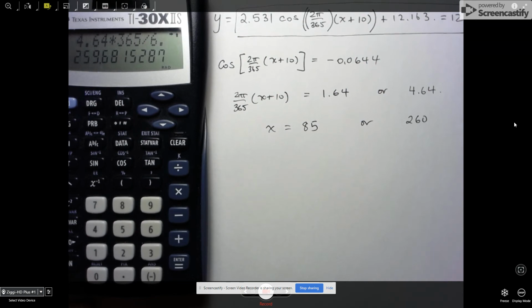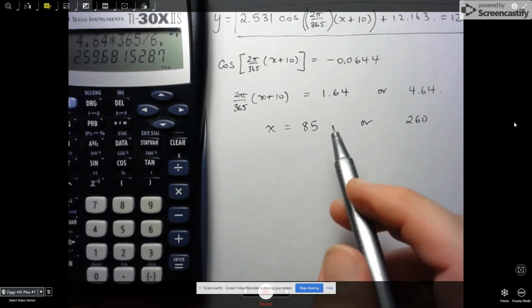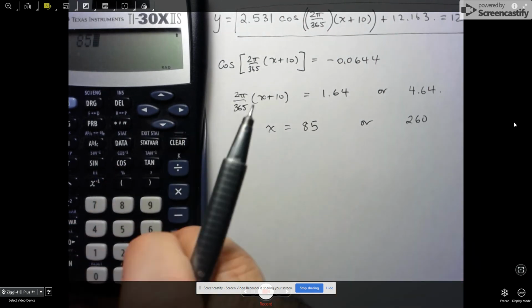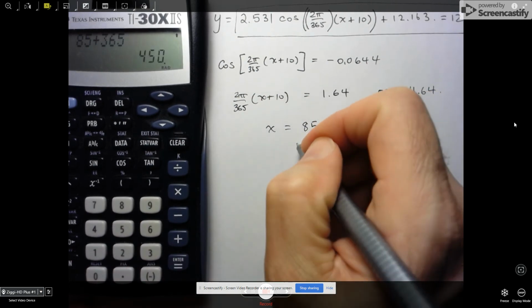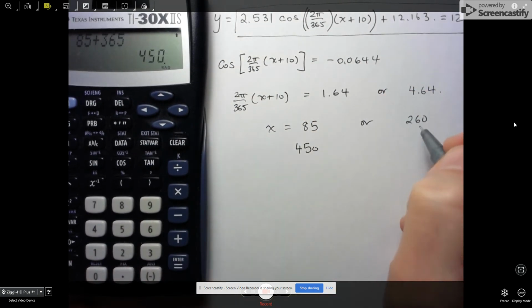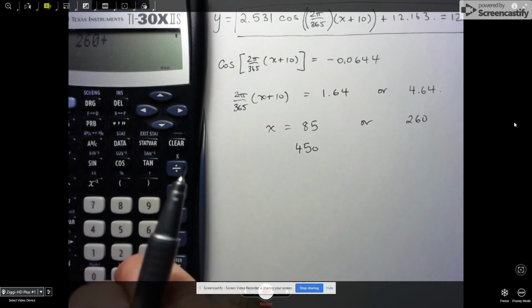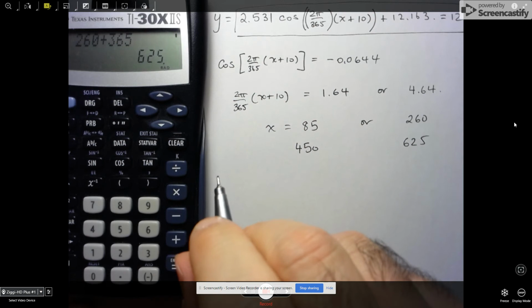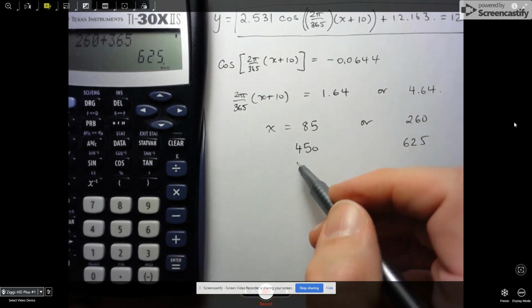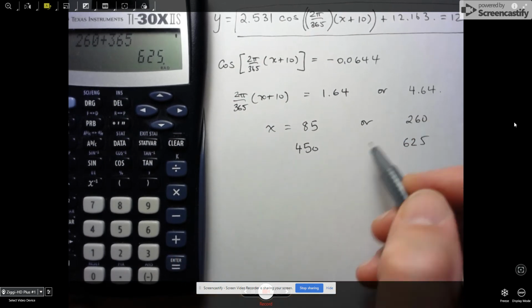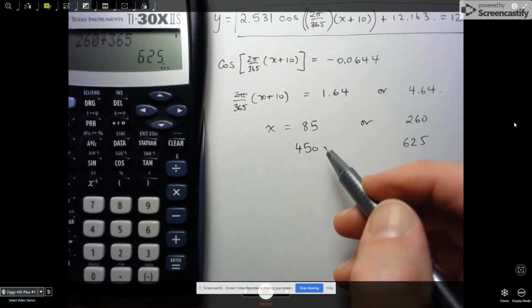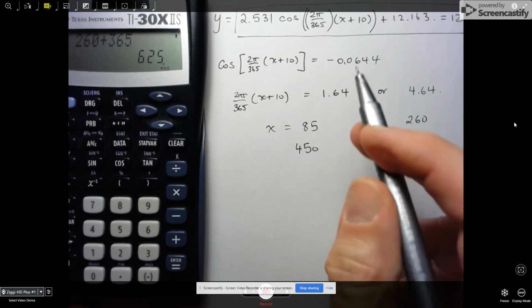Those will be the only times in 2018, and to get the times in 2019, I'm just going to add 365. So here, what do we have? 85 plus 365 is 450. And then 260 plus 365 is 625. So if you like, you can go on some site which tells you what day of the year that will be. I'll leave you to do that. But this is the solution to the equation.